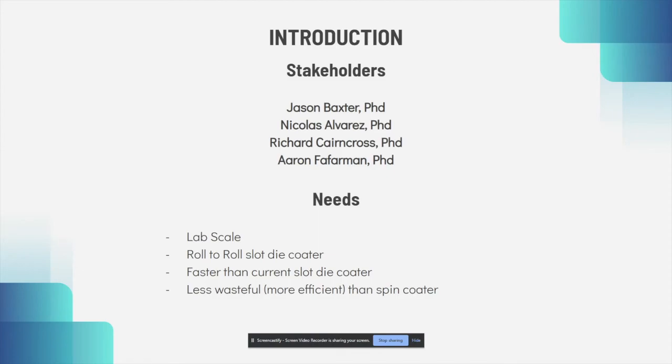The method we use to produce photovoltaic cells must be: 1. Lab scale, 2. Must be roll-to-roll slot die coating, 3. It must be faster than the current slot die coater, and 4. It must be more efficient and less wasteful than spin coating.